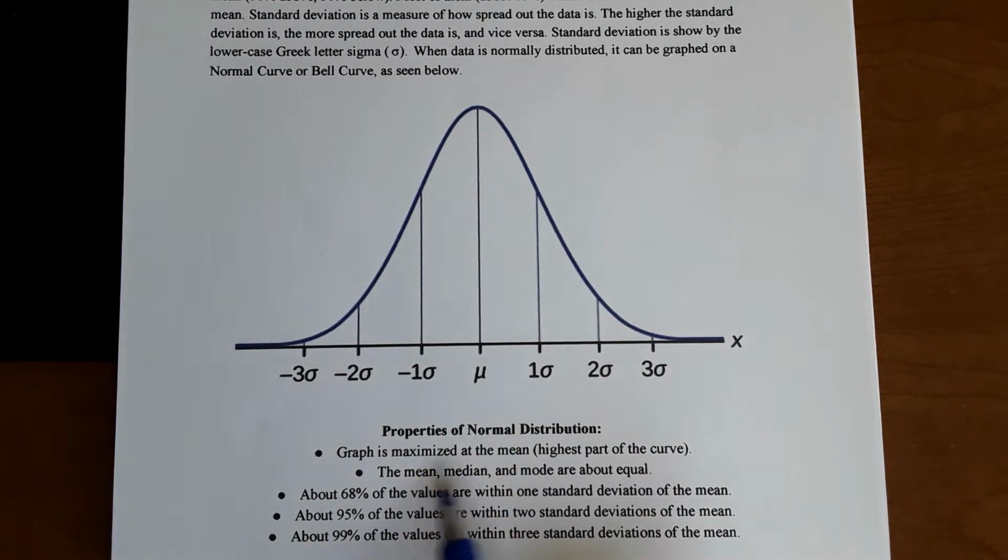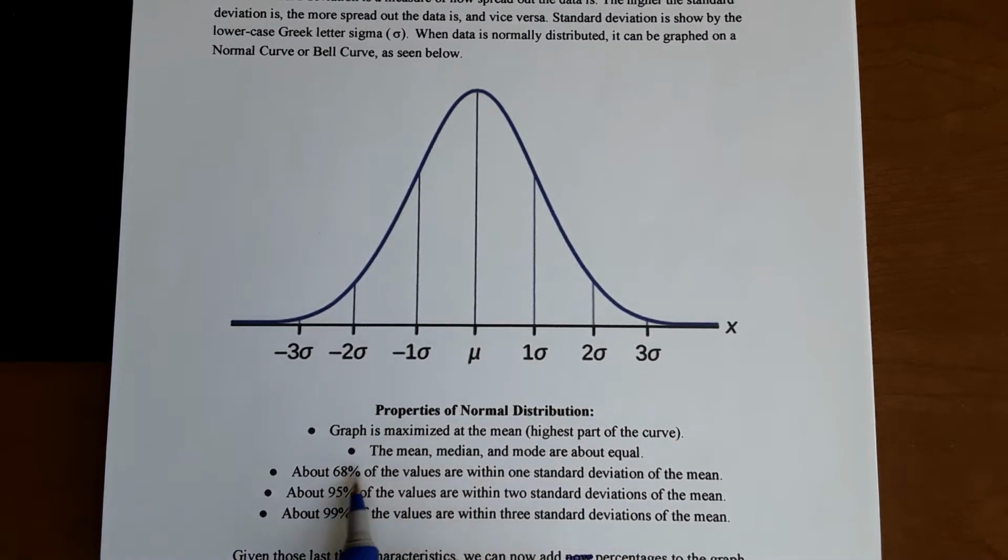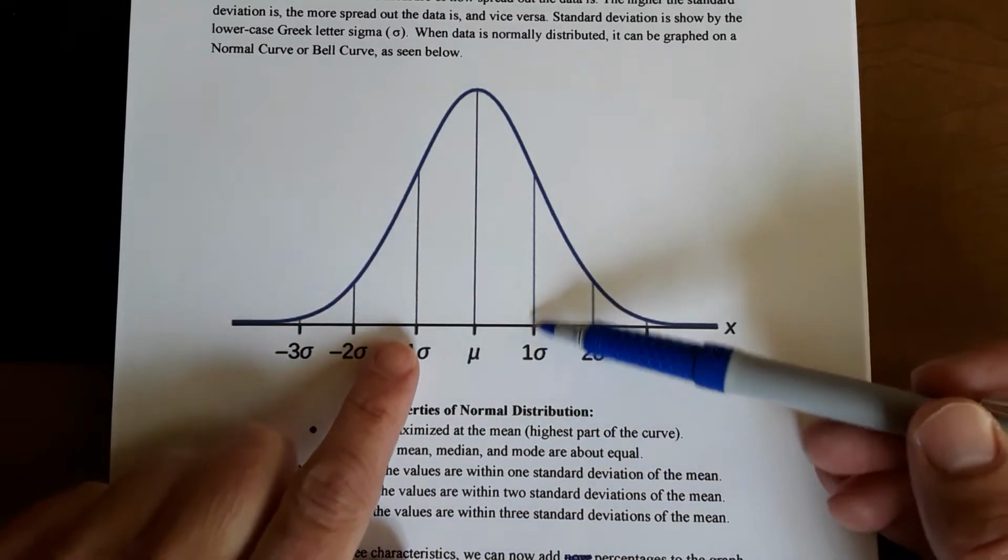We talked about mean. Median is the middle number when the numbers are in order. Mode is the number that appears the most. Other thing that's going to be really important for us this section is about 68% of the data values are within one standard deviation of the mean. So that's this section right here.